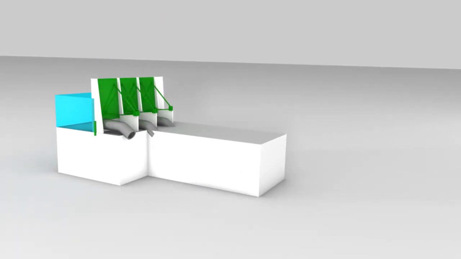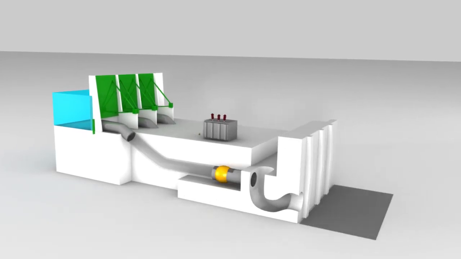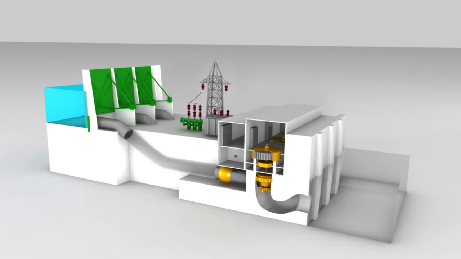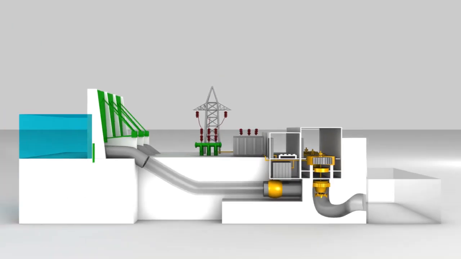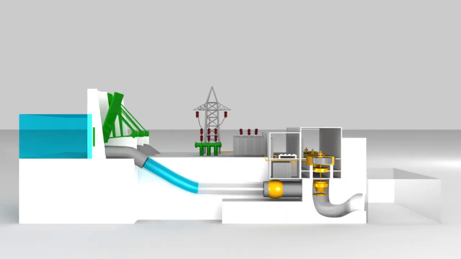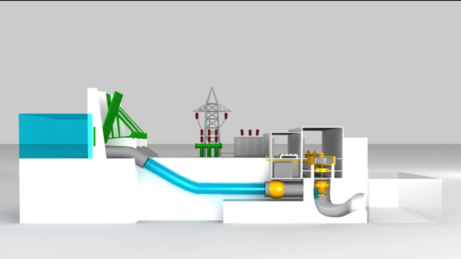Three basic elements are necessary in order to generate power from water: a means of creating head, a conduit to convey water, and a power plant. When the gates open, the water flowing through the penstock becomes kinetic energy because it's in motion, which turns the turbine to produce electrical energy.